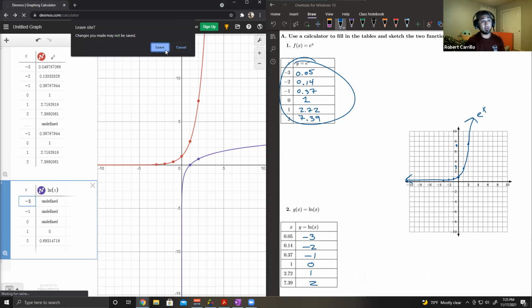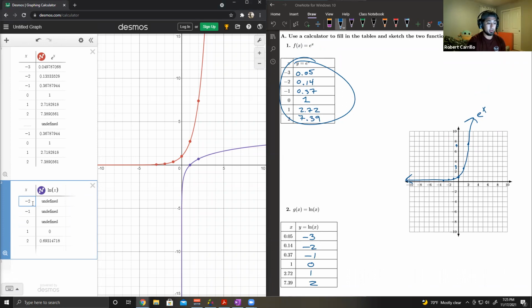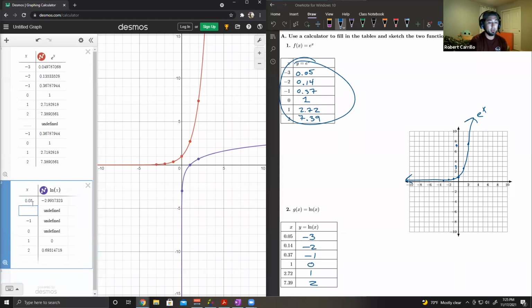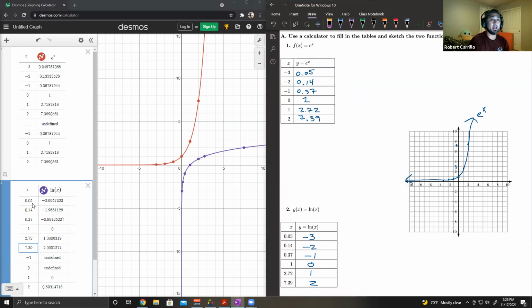And if you need to prove it, well, we'll just do it down here. So 0.05 gives me -2.995, which is -3. 0.14, and then 0.37, and then 1, 2.72, and 7.39. So in all of those, if you round, you'll get -3, -2, -1, 0, 1, 2. Okay, so let's go ahead and plot those on our graph.